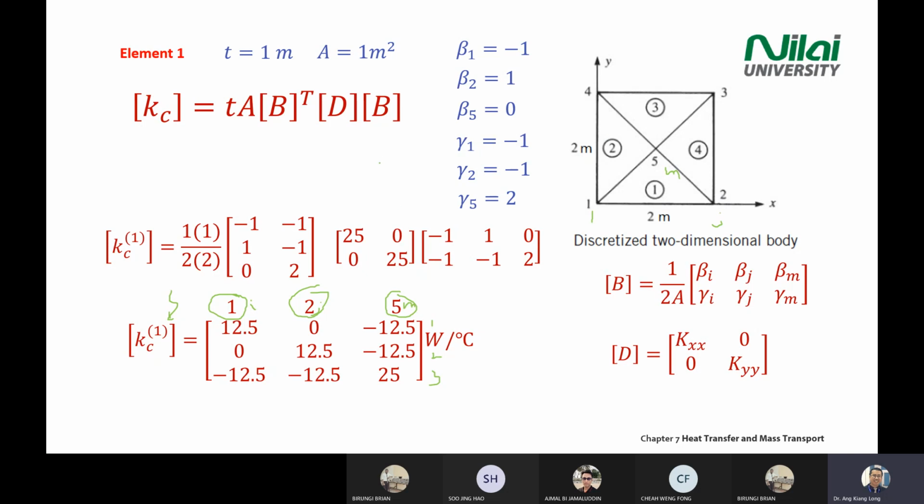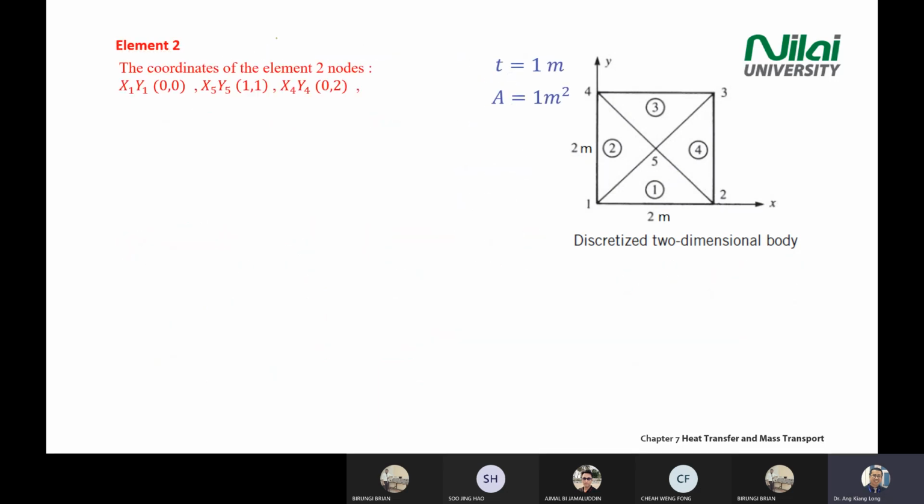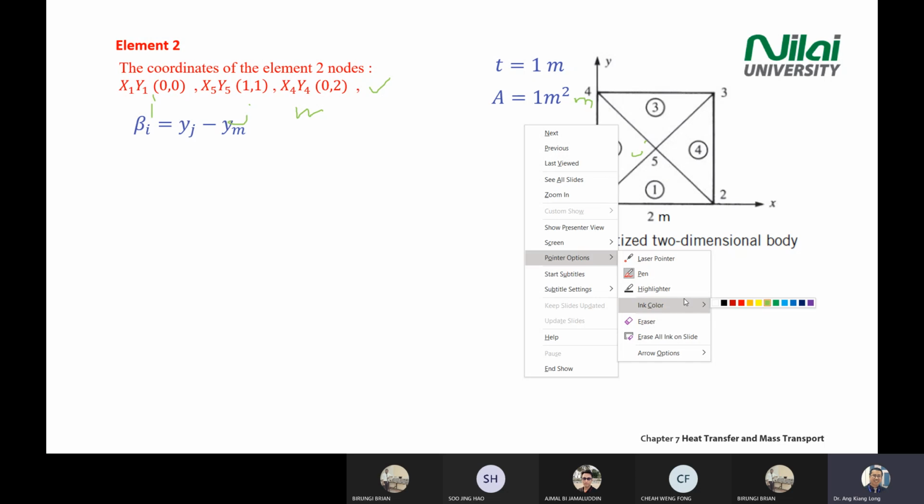I will not repeat the detail because we keep repeating the same concept, right? So for element 2, you can check the answer on the slides. Again, this is your I, J, M. If you go back to the diagram, I is 0, 0. Your point J is 1, 1. Point M, number 4, is 0, 2. Okay, so you get the coordinates. Then you calculate the beta, gamma values, and calculate the area.